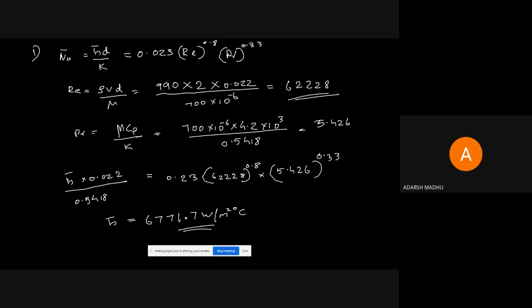Okay, then the last part, that is to find out the length of the tube. Second question is the length of the tube, L. So how can you find the value of L?